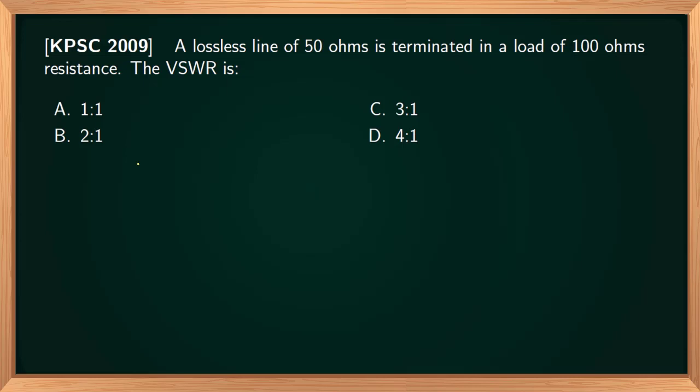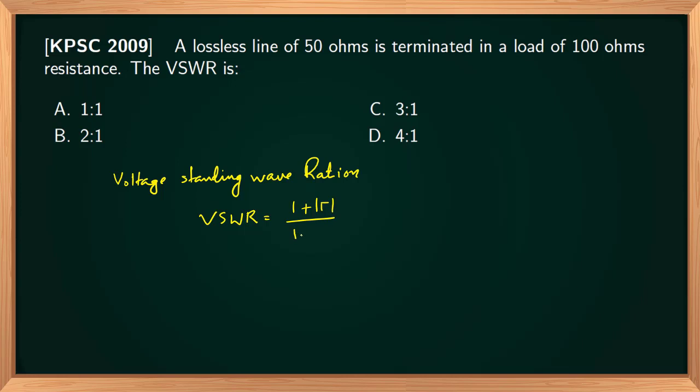In this session, we'll discuss a few questions from microwave engineering. First question: a lossless line of 50 ohms is terminated in a load of 100 ohms. The VSWR is? VSWR stands for voltage standing wave ratio. VSWR is given by (1 + |tau|) / (1 - |tau|), where tau is the reflection coefficient.